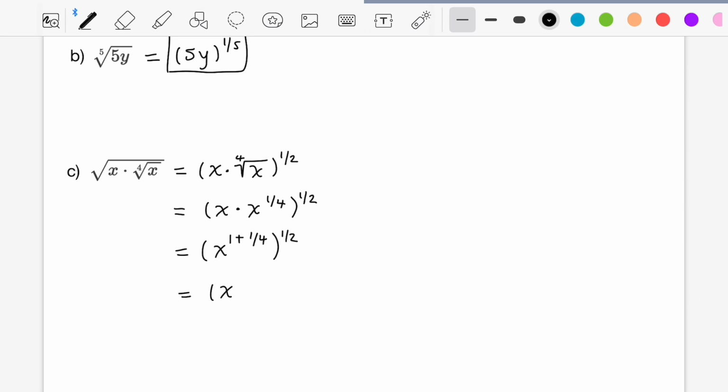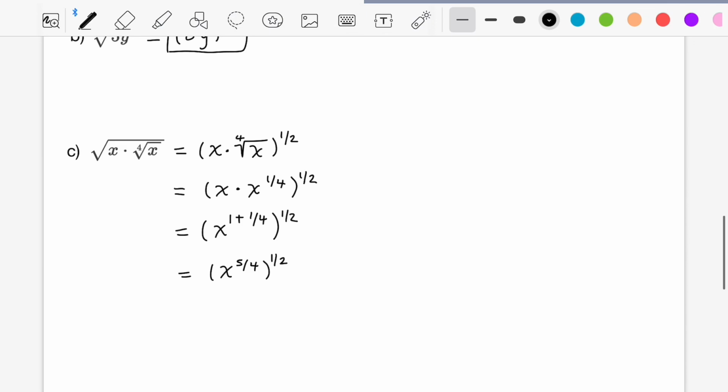So we'd get x to the power 5 over 4, all to the 1/2. And then in this case, we're going to multiply these exponents. So 5 over 4 times 1/2 is going to be x to the power 5 over 8.